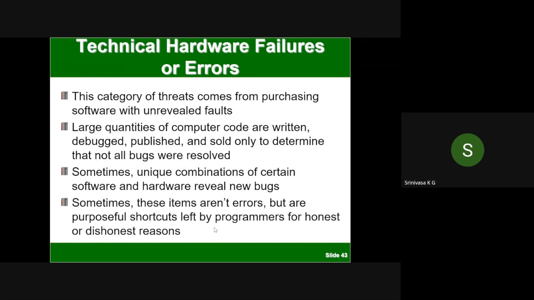Technical software failures or errors. This category of threats comes from purchasing software with unrevealed faults. Large quantities of computer code are written, debugged, published, and sold only to determine later that not all the bugs were resolved. Sometimes a unique combination of certain software and hardware reveals new bugs. And sometimes these items are not errors but are purposeful shortcuts left by the programmers for honest or dishonest reasons.